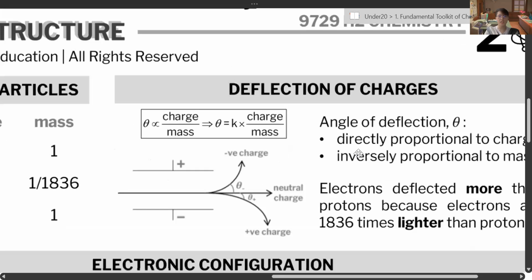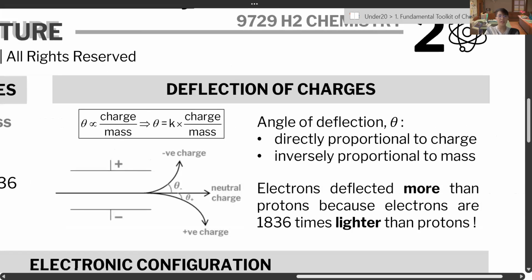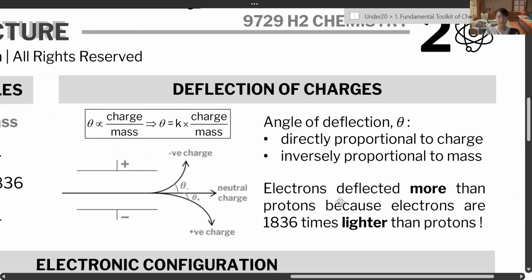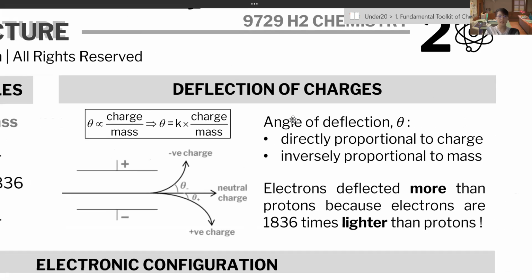So the deflection of charges tells you about the angle of deflection of a particular charge in an electric field. So this angle is directly proportional to a charge. The electric field is uniform, so something that has a larger charge will be attracted to that side of the electric field more than something that has lower charge. So say like Fe3+ would have a larger angle as compared to Fe2+.